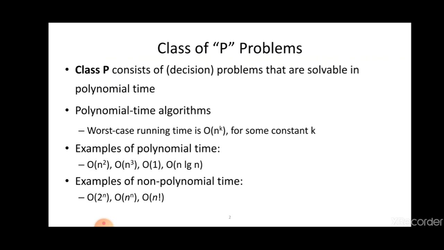Already we know class P problem is nothing but which can be solved in a polynomial time. And the examples for polynomial time are order of n square, order of n cube, order of 1 and order of n log n. And examples for non-polynomial times are order of 2 power n, order of n power n and order of n factorial. So these are the examples for non-polynomial time.